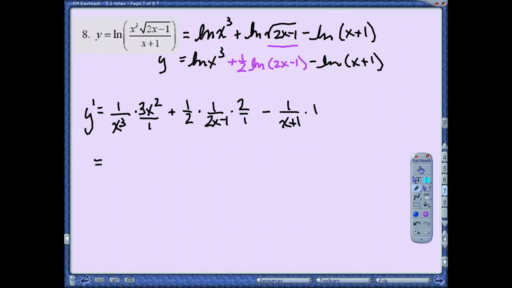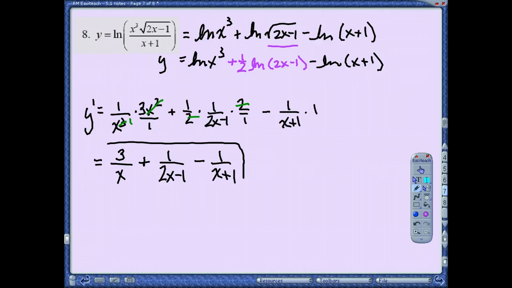Now we can simplify. You've got an x squared on top and x to the third on the bottom, so those are going to cancel out. That's going to leave you with a 1 power. That simplifies to 3 over x. The next term, those 2's are going to cancel each other out, which makes it look a little nicer. We have 1 over 2x minus 1. Our last term, nothing cancels, but we can make it look just a little bit smaller. Here we are.